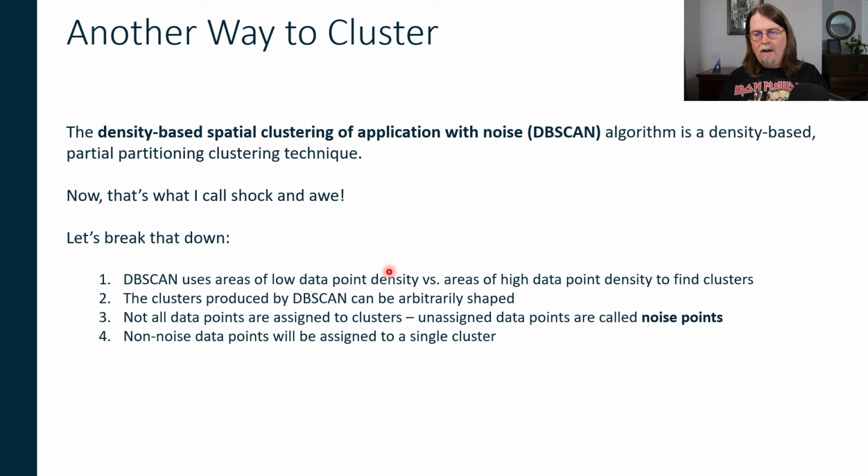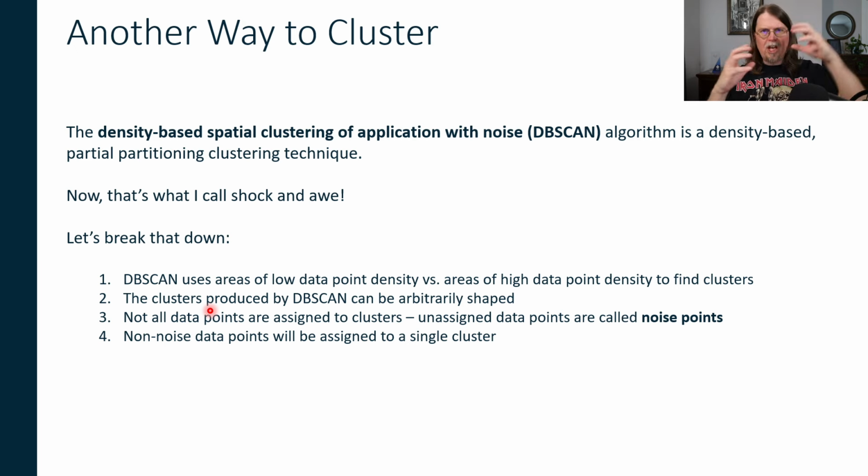Now, because DBSCAN uses density to find the clusters, it can find clusters that are arbitrarily shaped. A lot of clustering algorithms are very good at finding clusters that are roughly spherical, right?